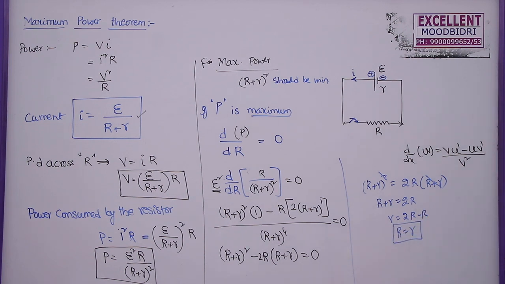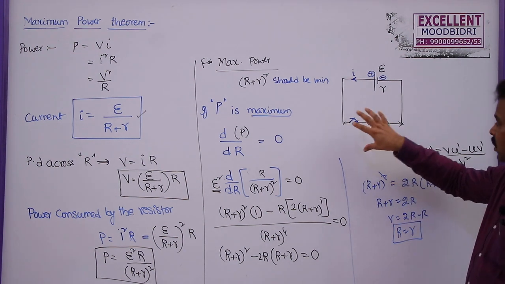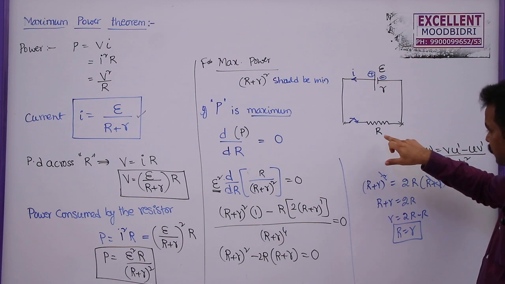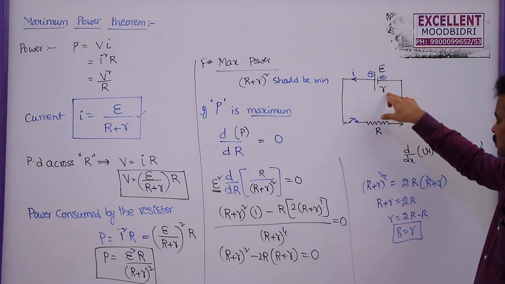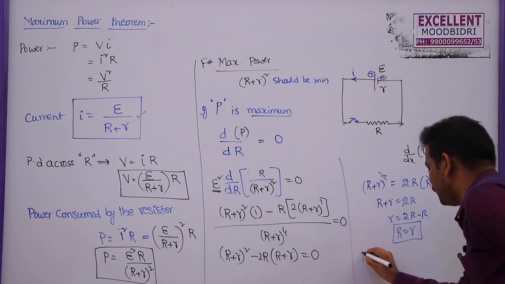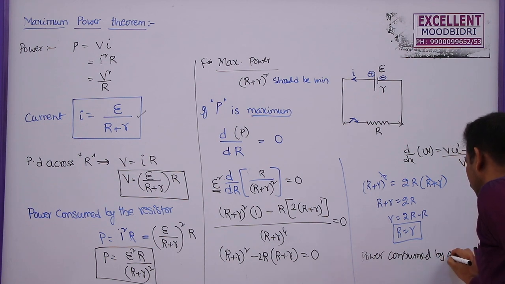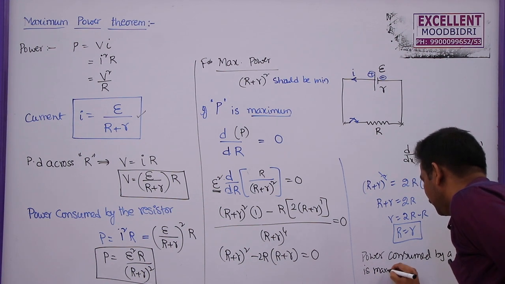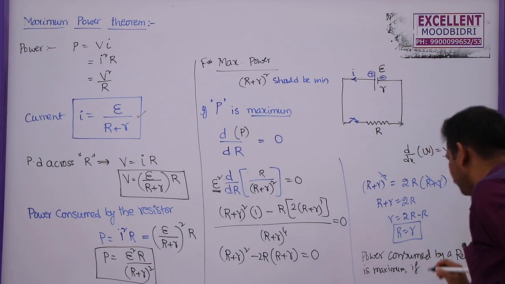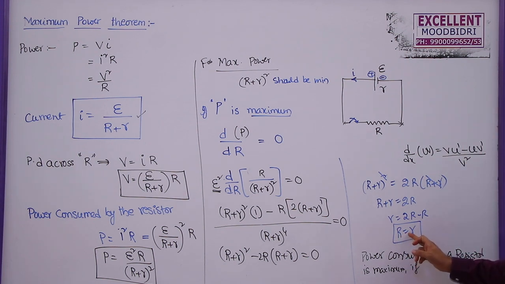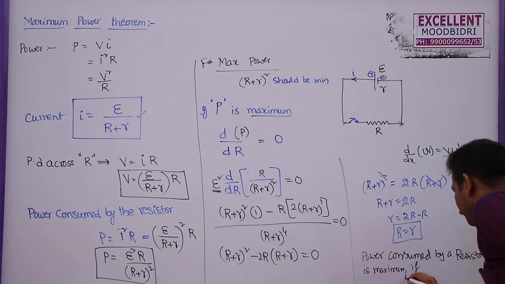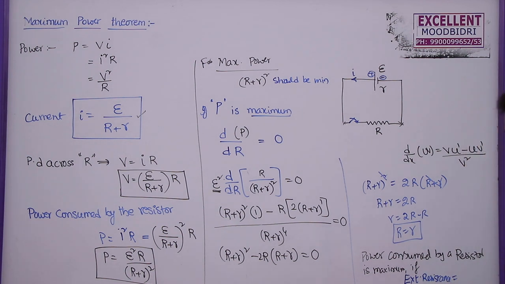So when the power through a circuit is maximum, the power consumed by the resistor is maximum if the external resistance is exactly equal to the internal resistance. So that is the final conclusion. Power consumed by a resistor is maximum if the external resistance is equal to the internal resistance.